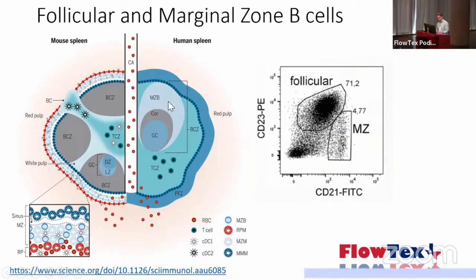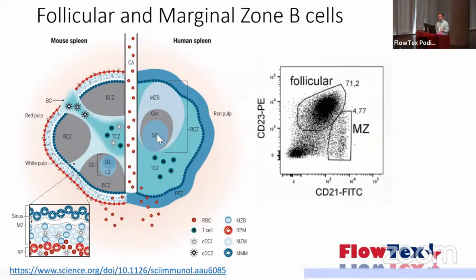And spleen is kind of like in a similar fashion. And these B cells are kind of there filtering out the lymph fluid as it comes in, or filtering out blood as it comes through it. And these are more of an innate-like B cell. They have similar specificities. They maybe don't undergo as much DNA swapping out.